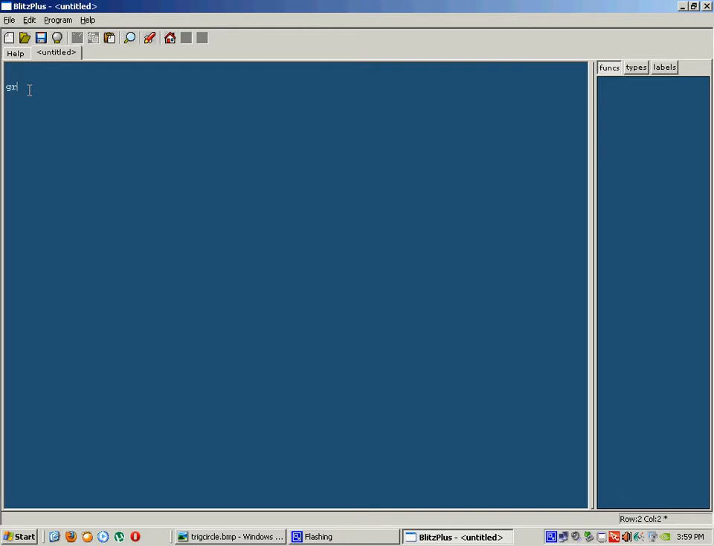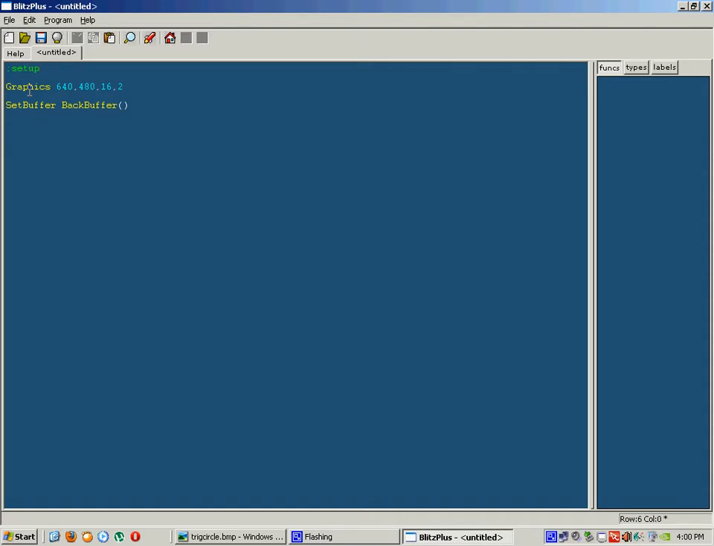So first we need to set the graphics: 640 across and 480 down, 16-bit color, 2 is for window. Set buffer, back buffer. So everything's drawn to the back buffer, not directly onto the screen, but to the buffer that's about to be displayed on the screen. So remember, we need the flip command. So that's our setup.